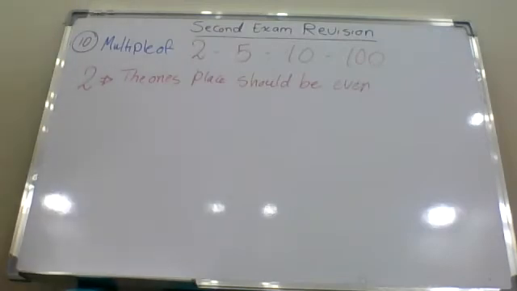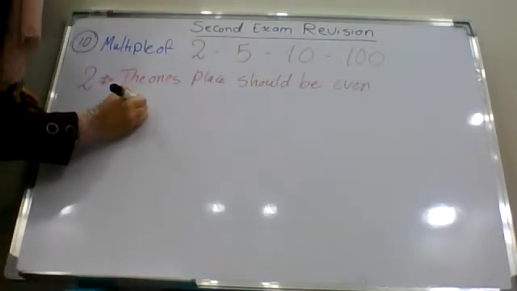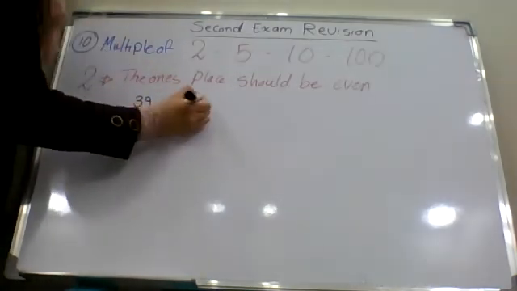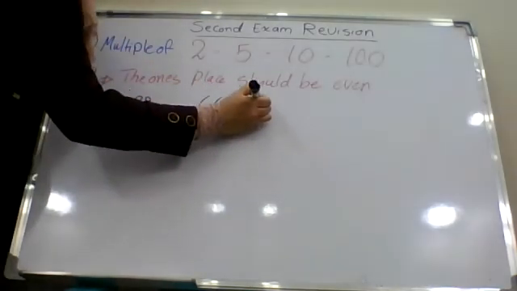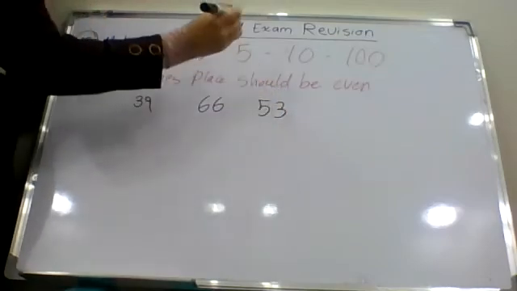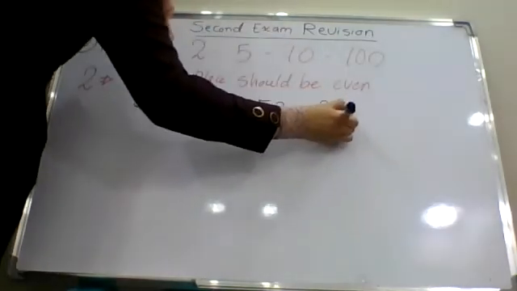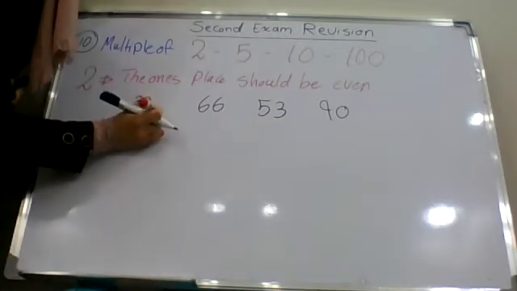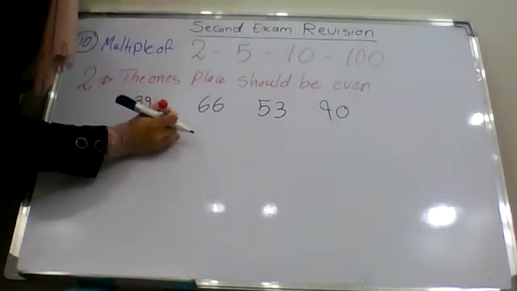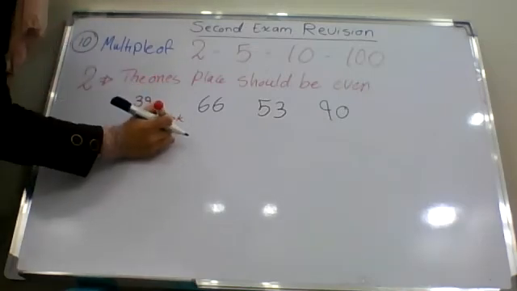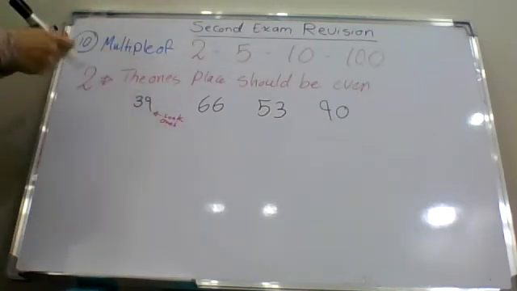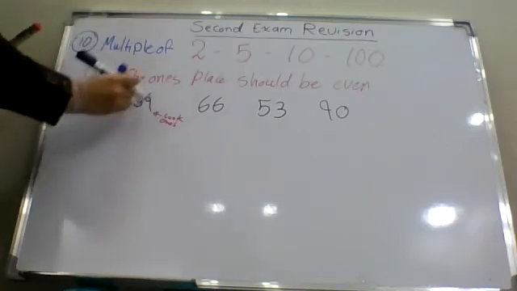Okay? Let me give you some examples. I have 39, 66, 53, and 90. Can you circle which numbers are multiples of 2? Yes, I look at the ones place. Look at the ones place. Is it even? No, so this is not a multiple of 2.